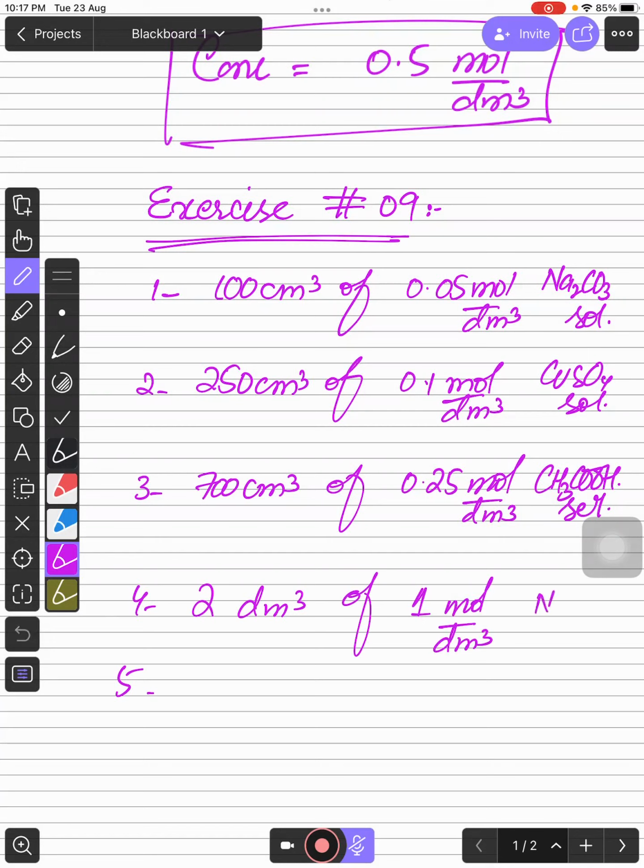Sir, we have to find the concentration and mass. Sorry, Sir, for this exercise, we have to find the mass and concentration. The concentration is already given to you, na Shifa? So definitely you are going to find out the mass over here, right? Okay. But for the mass, you definitely need to find out moles first, right?